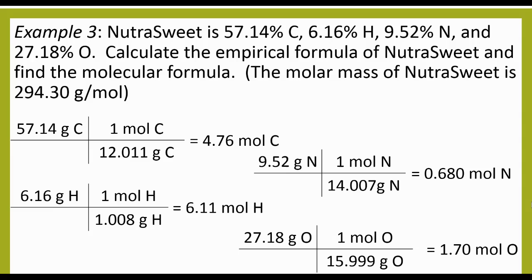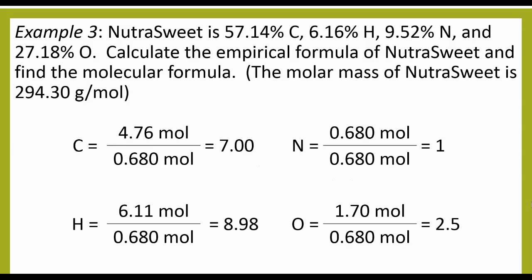And again, I want to find the smallest number. In this case, the smallest number is my nitrogen, the 0.68. So I'm going to take each of those numbers of moles and divide by 0.68 moles. If I do that, I end up with 7 for my carbon. Really nice number there. 1 for my nitrogen. Hydrogen is 8.98, which is really, really close to 9, so I'm okay rounding that one. And for my oxygen, I end up with 2.5.